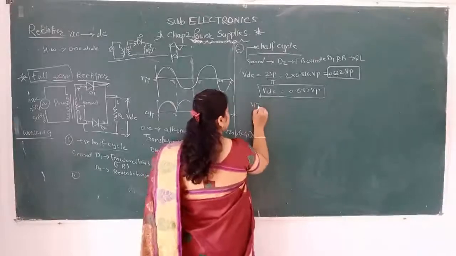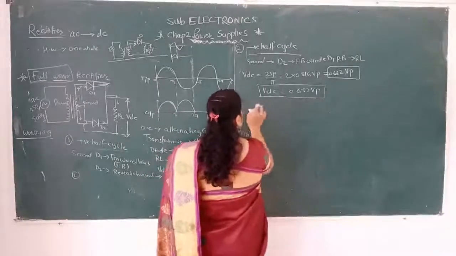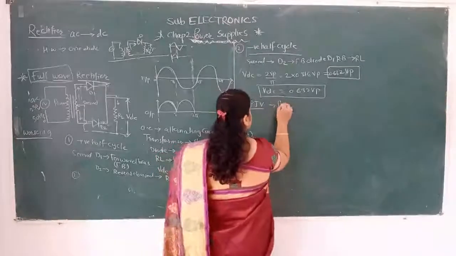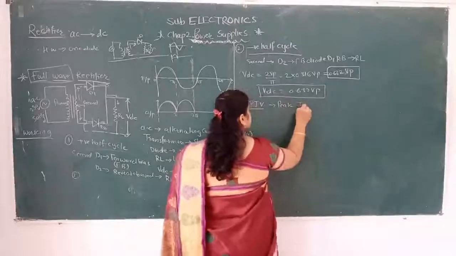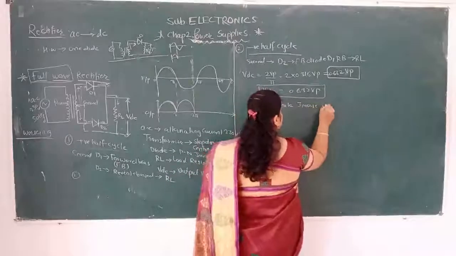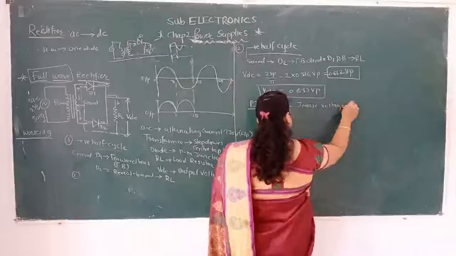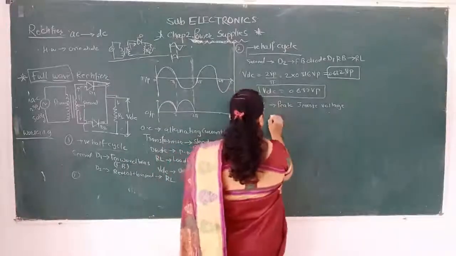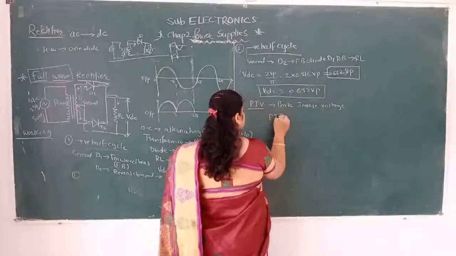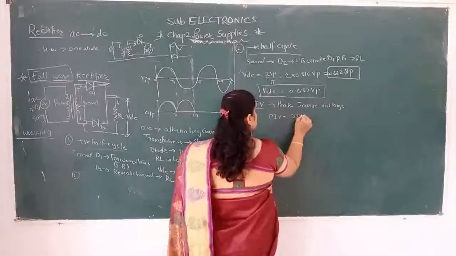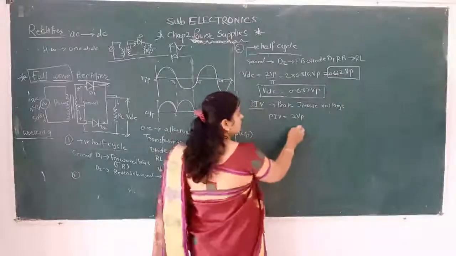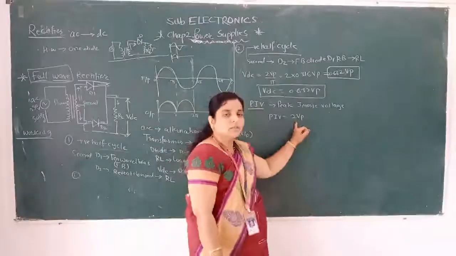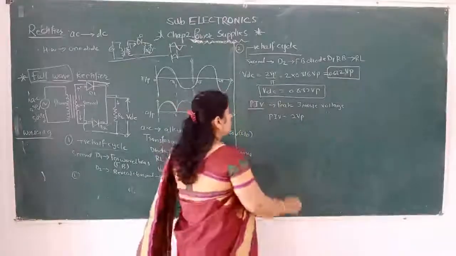So PIV, what is this PIV? Peak inverse voltage. Peak inverse voltage, how much is it? PIV is equal to 2 times Vp. It was only Vp in the half wave rectifier, but in the full wave rectifier it is 2Vp.